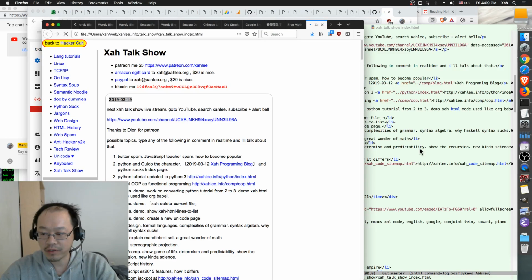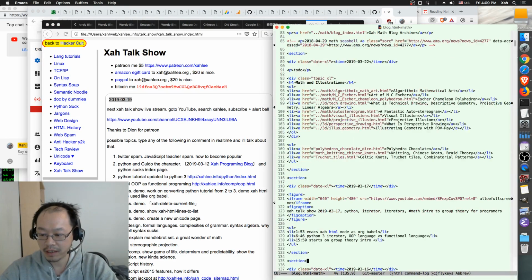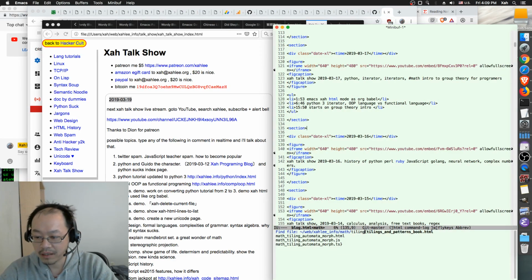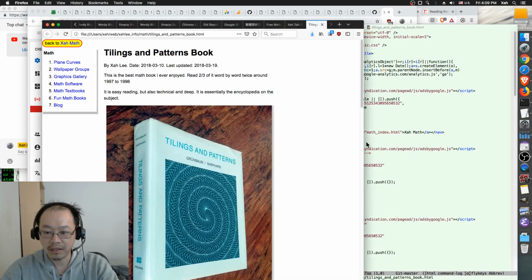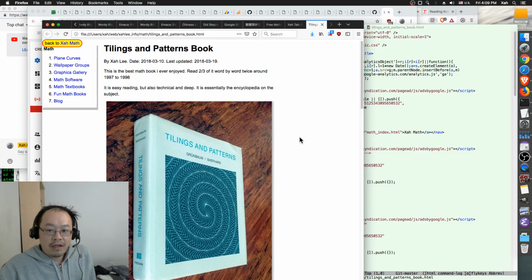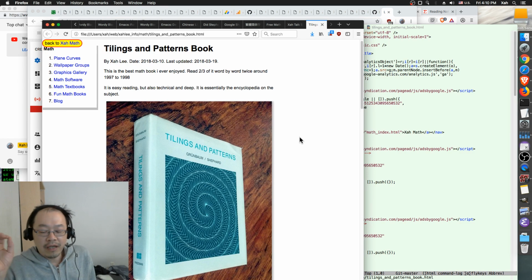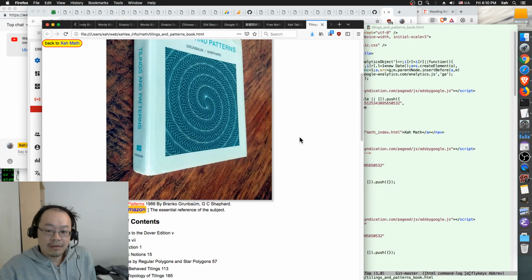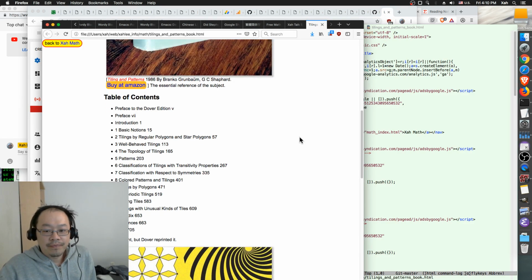Okay, so I'm going to show you this math book, but anyway, let me find it. Tiling and patterns book. There it is. So this book is actually my favorite math book of all math books I've read. First of all, this book is fun to read. Even if you do not have a mathematical background, you can begin to read it.